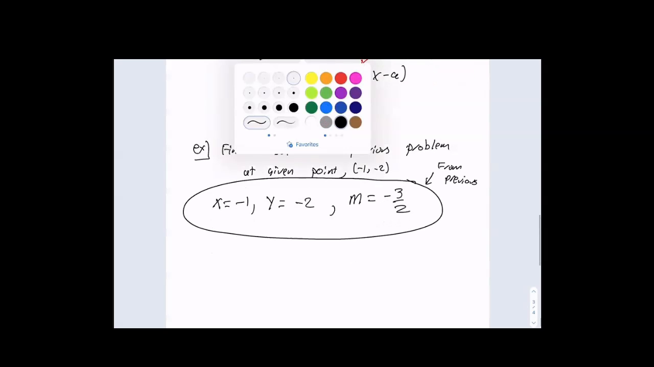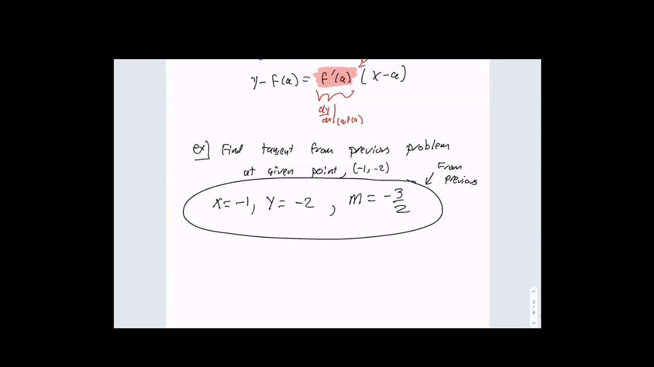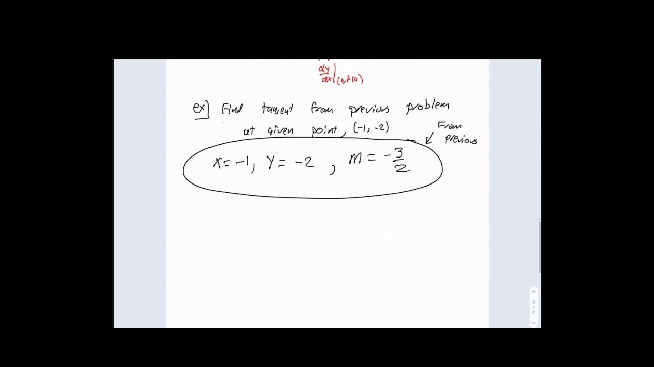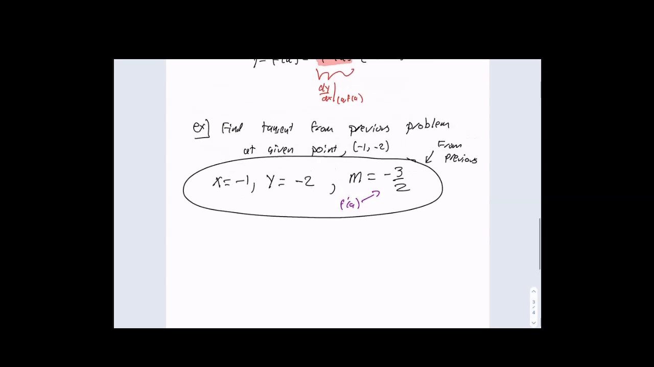So my answer is rather straightforward. What is my answer? This is all just requiring plugging in now. This is just plugging in tangent line. F prime of a would be -3/2. Yeah, we already got that. That's what I'm saying right there. I just wanted to put those things in the equation. Oh, so wouldn't it be like y plus 2 equals -3/2 parentheses x plus 1?